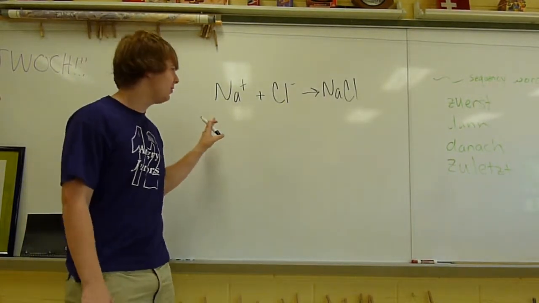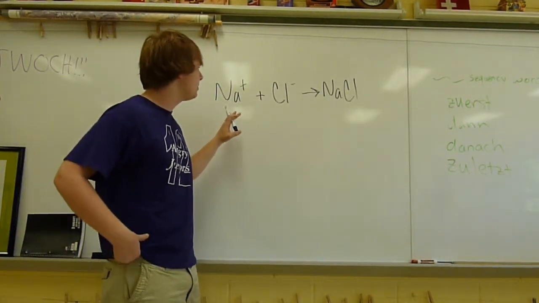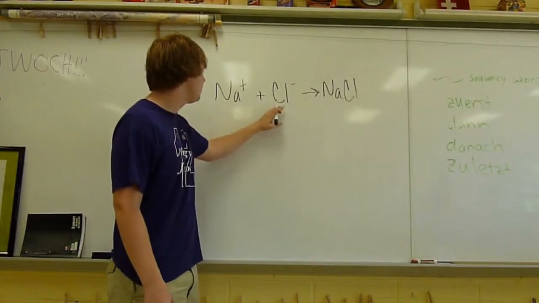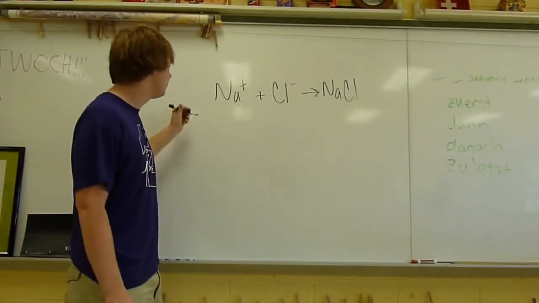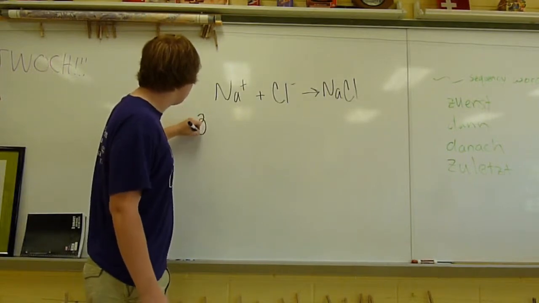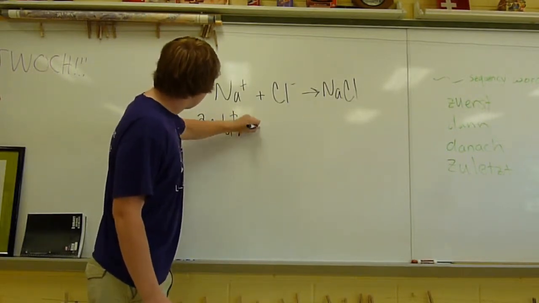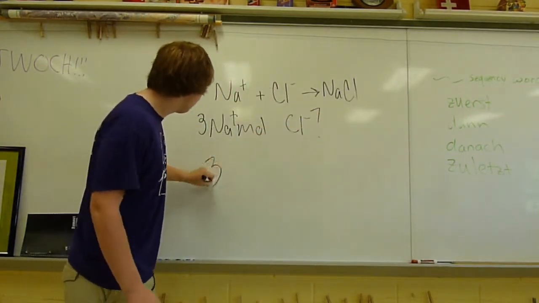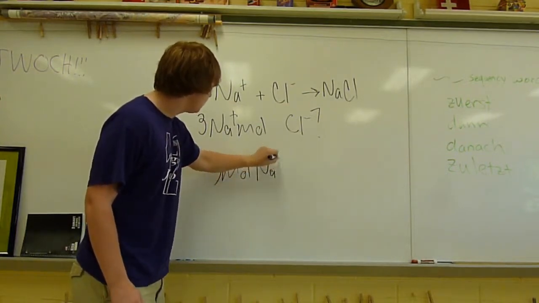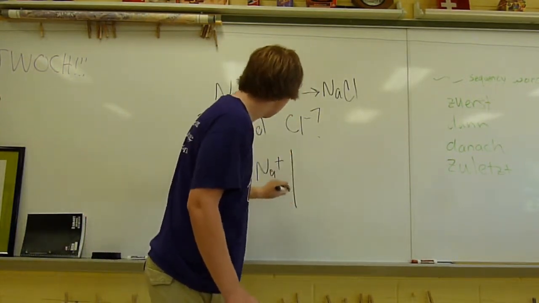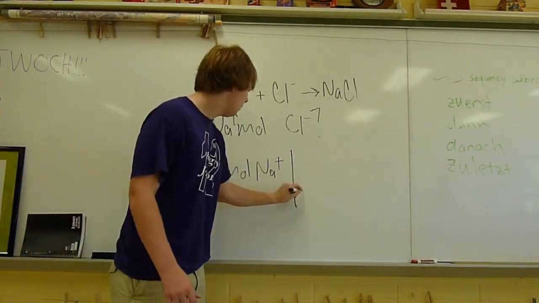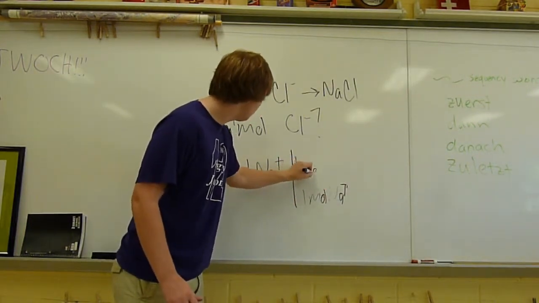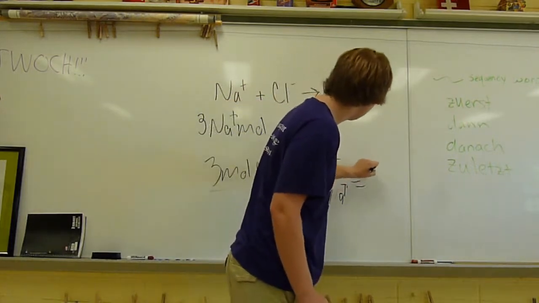All right. We're going to do stoichiometry, and basically it's just doing all the math behind an equation. We're going to start with how many Cl minus do you need for x moles of Na plus? So we have, let's say, 3 moles of Na plus. How many moles is Cl minus? We know we have a 1-to-1 ratio, therefore 1 mole Na plus is 1 mole Cl minus, which means 3 moles.